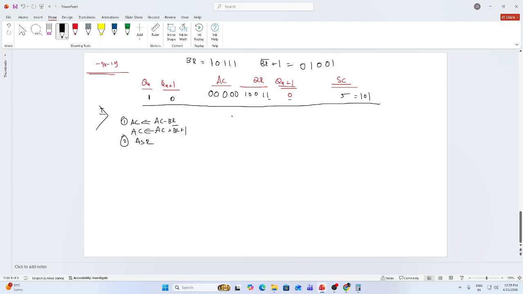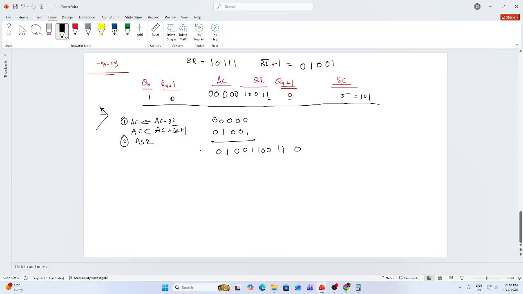Now do this. Take AC minus BR. AC is 0 0 0 0 0, and BR bar plus 1 is 1 0 0 1 0, which I calculated beforehand. Just perform the addition. Then QR will be 1 0 0 1 1, and Qn plus 1 will be 0. Then perform the arithmetic right shift.